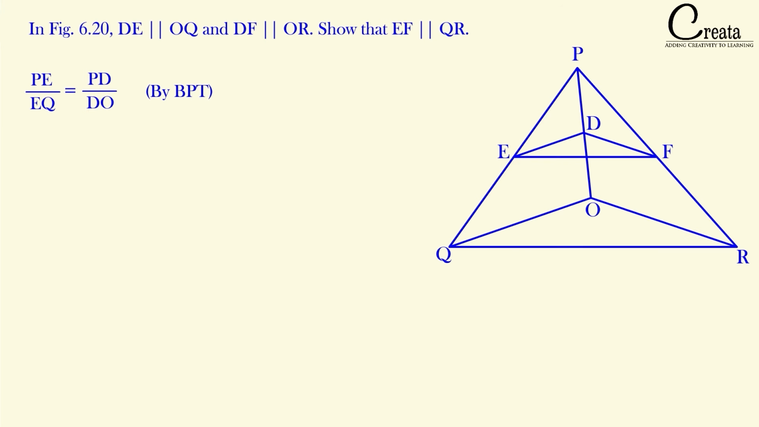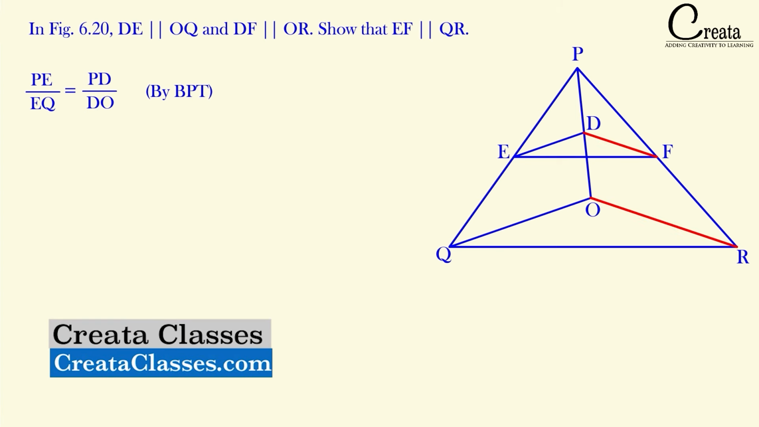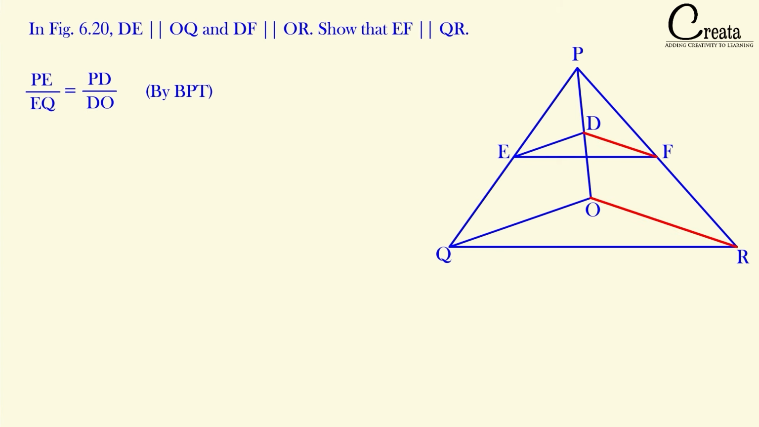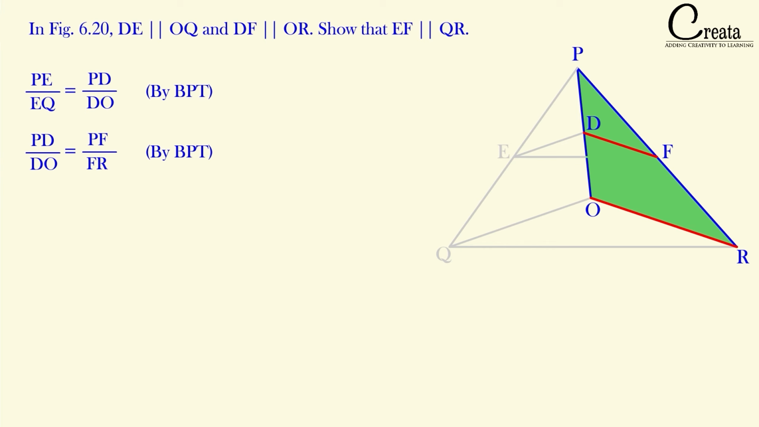Further, let's move to the next parallel line segment, that is DF and OR. So observe the triangle, or identify the triangle around these two parallel lines. The triangle is POR. So we can apply the BPT theorem here. We got PD upon DO is equal to PF upon FR. Got it? The simple BPT theorem we have applied. The ratios will be equal.